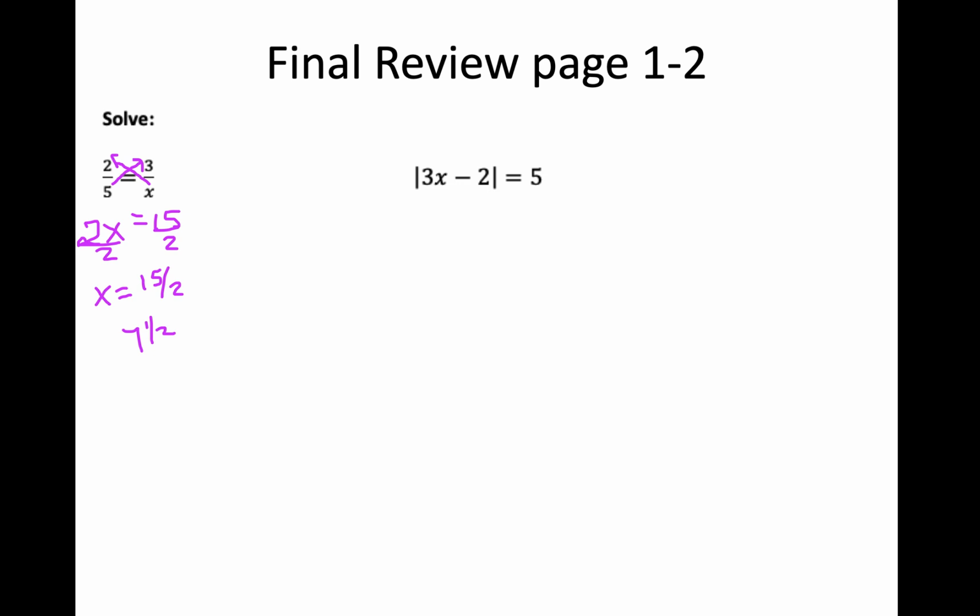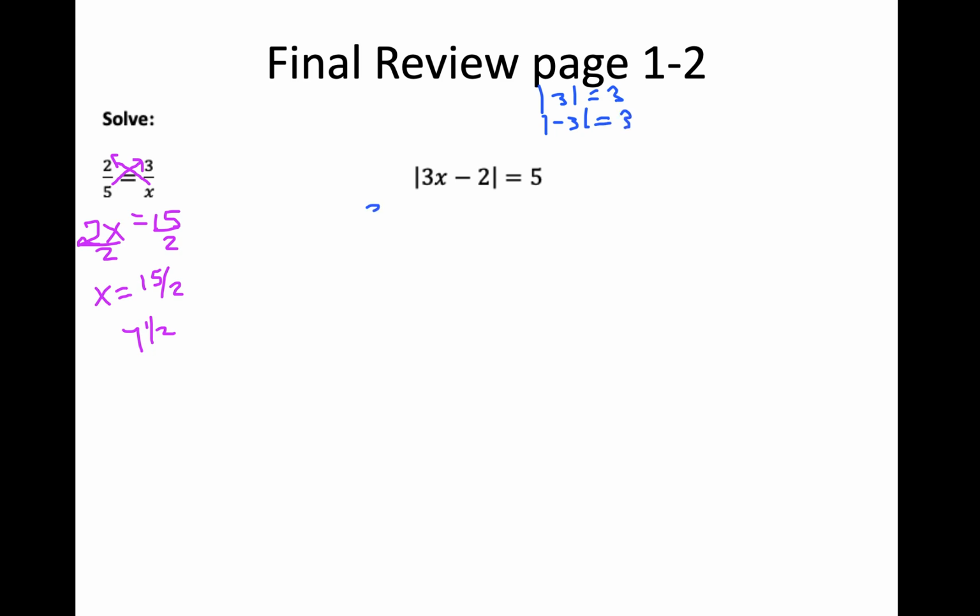So then when we look at the next one, that involves an absolute value. So remember, absolute value is the distance a number is from 0. So the absolute value of 3 is 3, but the absolute value of negative 3 is also 3. So the inside could be positive or negative. So we need 2 cases.